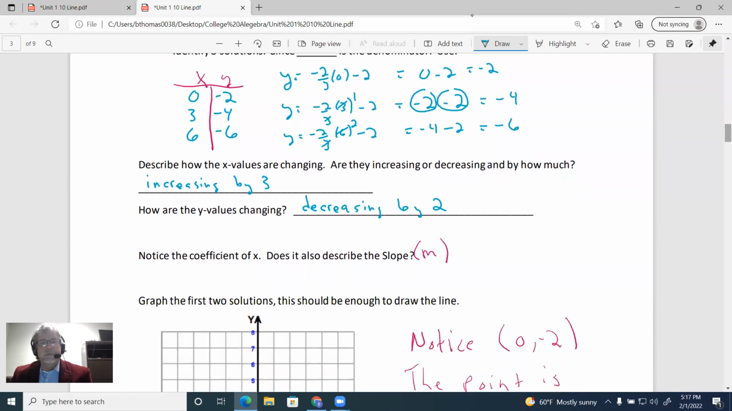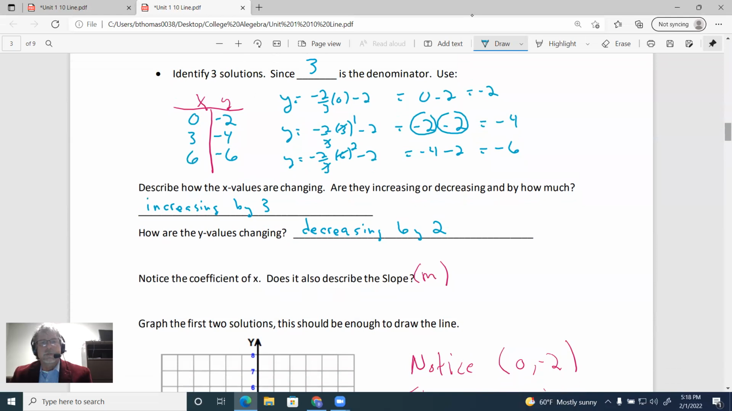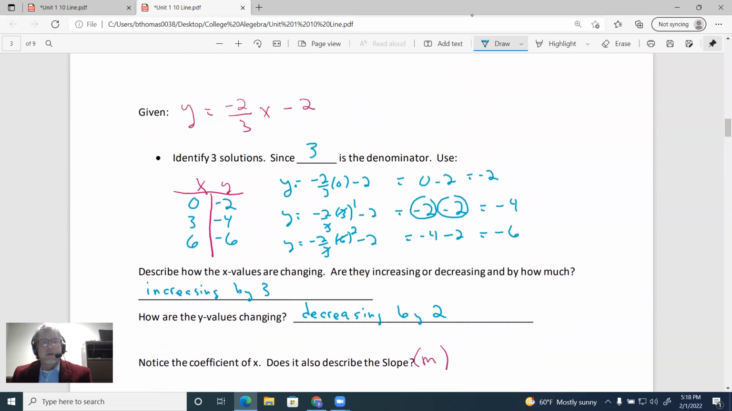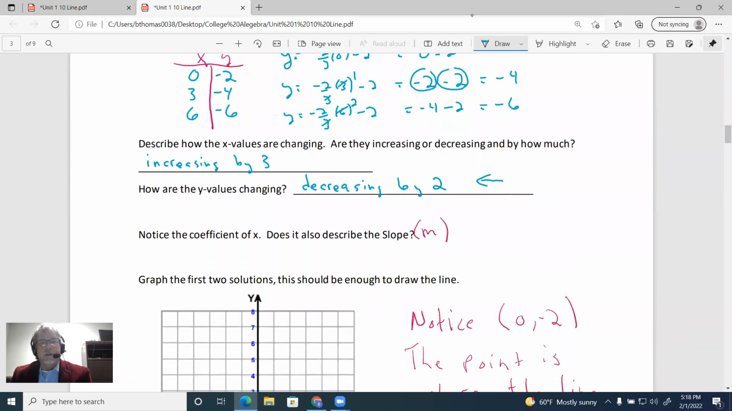So we pick up on here, notice the coefficient of x. If I go back up here to the top, notice that the coefficient of x is actually this -2/3. Notice the top number is describing our change in y, decreasing by 2. That's what a -2 is doing, is decreasing by 2. If you look at the denominator, notice how it's a 3, increasing by 3. Notice the coefficient of x is actually the slope of our line. So m actually stands for slope. And our slope in this problem would actually be -2/3.